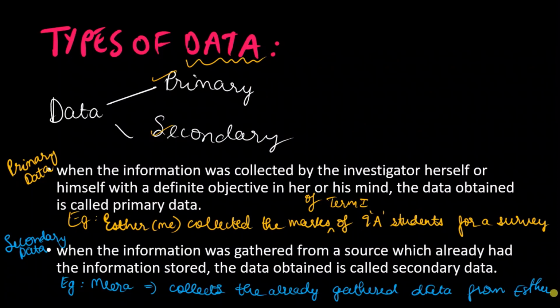In simple words, primary data is when the information is collected by a person directly without using a source. Whereas secondary data is when the information is collected by a person from a source. From a source in the sense, from a source that is already having the required information. Basically, that is the meaning of secondary data. I hope this is clear.